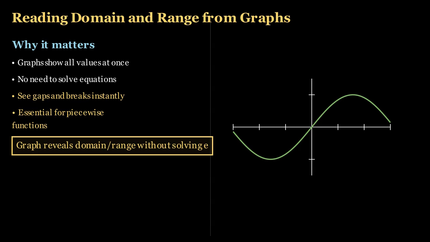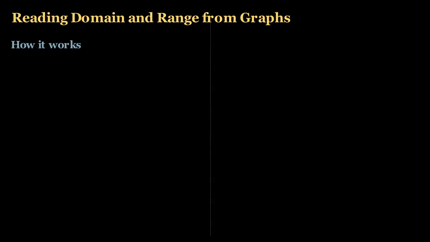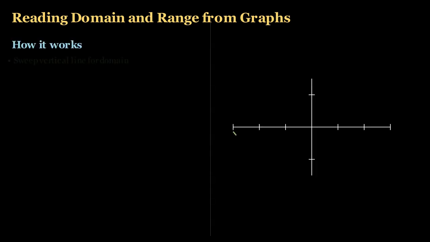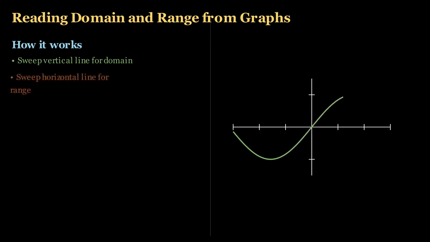For the domain, imagine a vertical line sweeping from left to right across the entire graph. Every time that vertical line touches the graph, the x-coordinate at that spot belongs to the domain. If the line passes through a gap or an open circle, those x values are excluded. The domain is the union of all intervals where the vertical line makes contact.